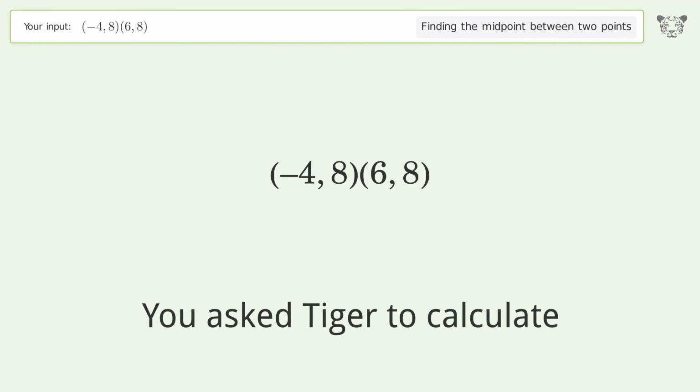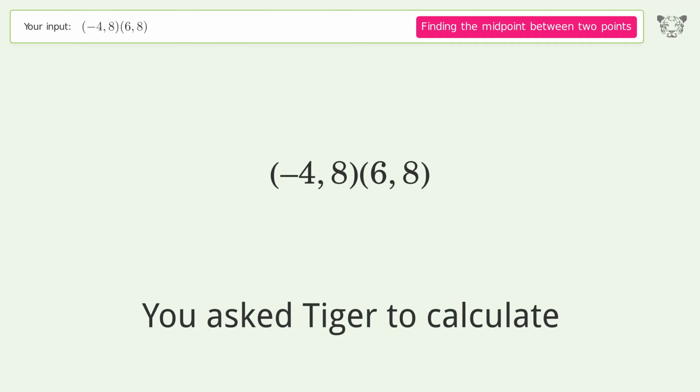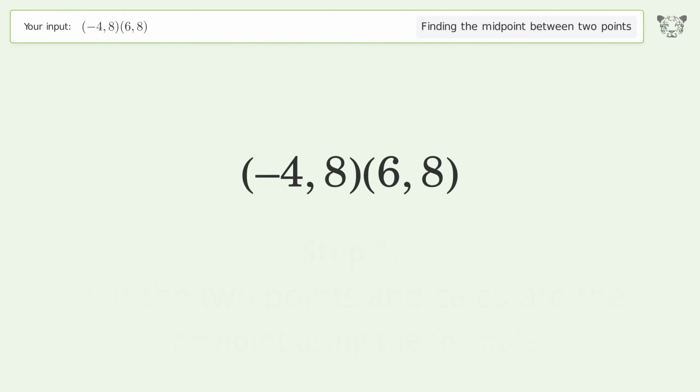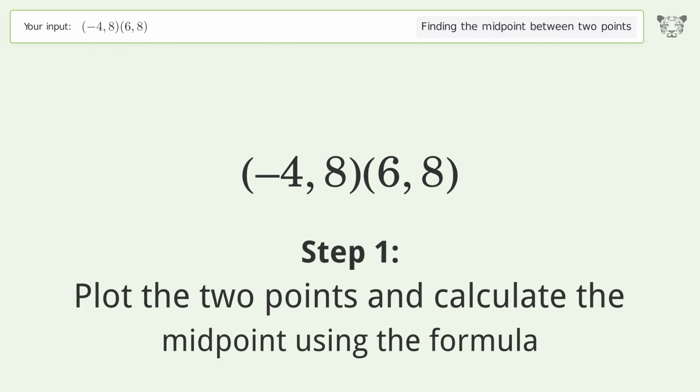You ask Tiger to calculate. This deals with finding the midpoint between 2 points. The midpoint between the 2 points is 1, 8. Let's solve it step by step. Plot the 2 points and calculate the midpoint using the formula.